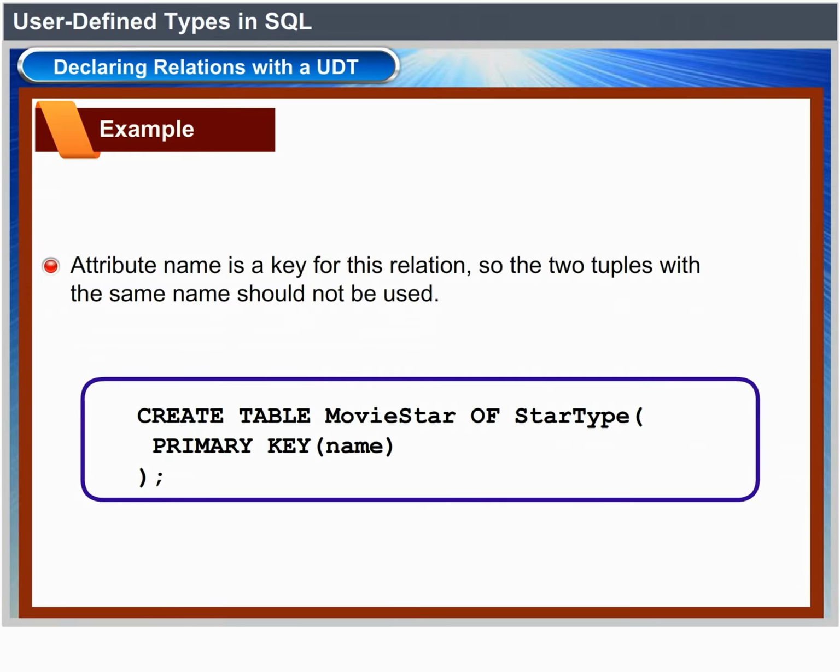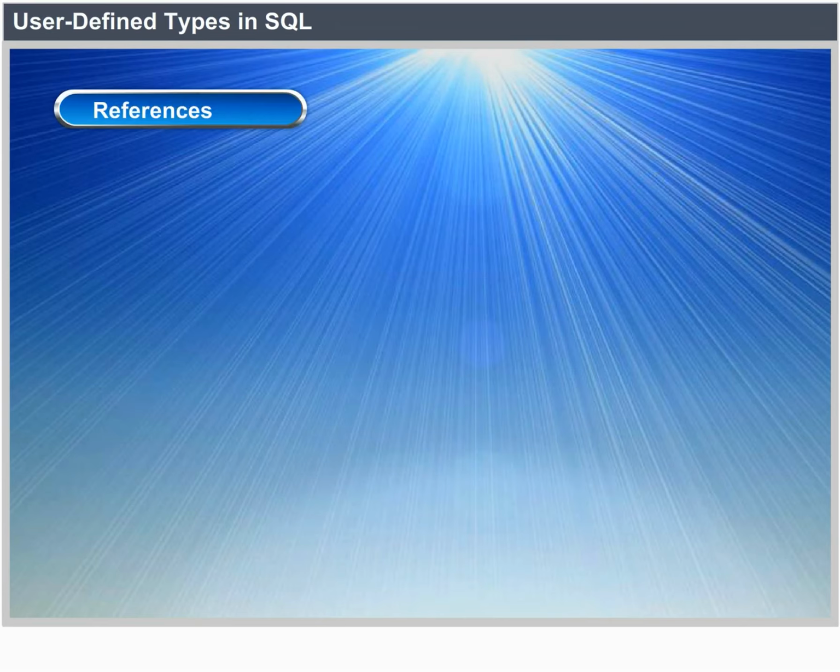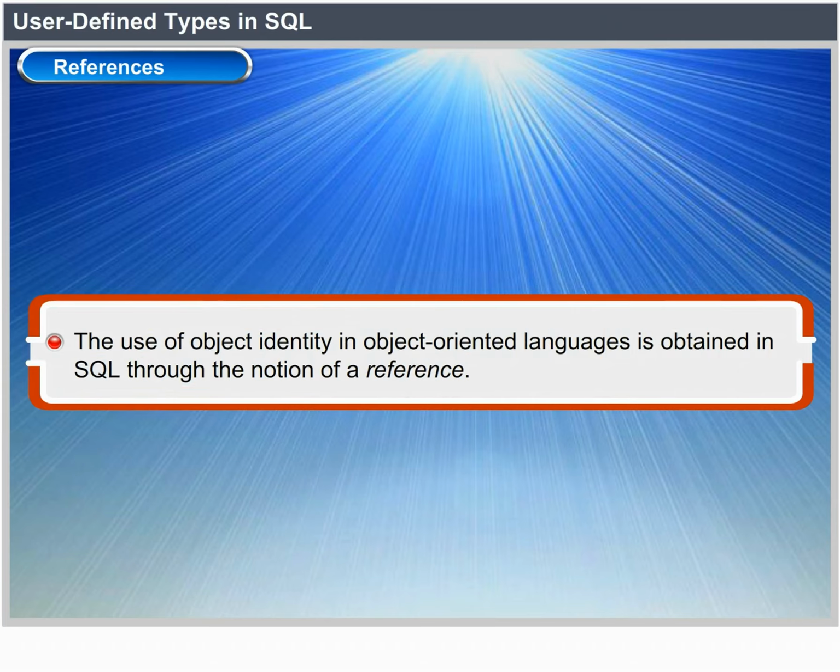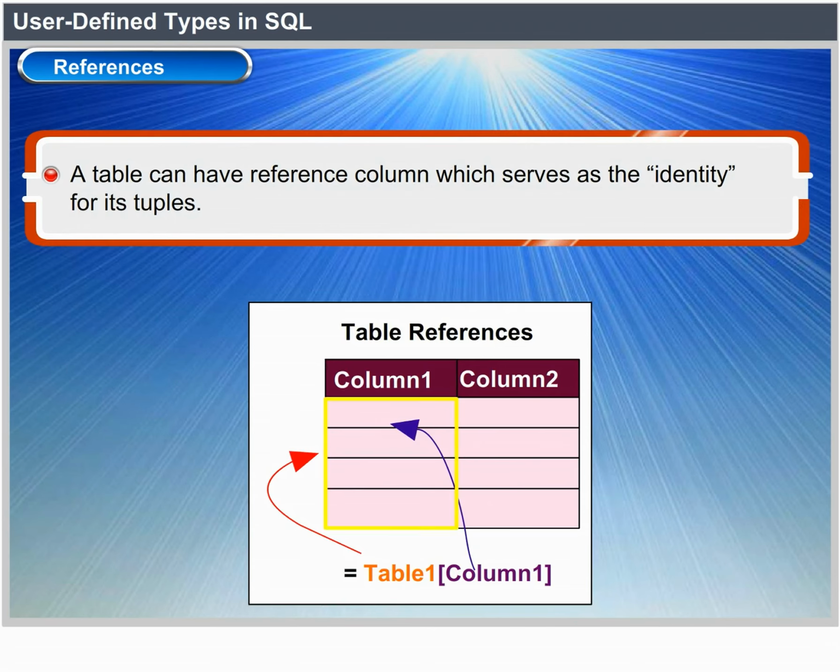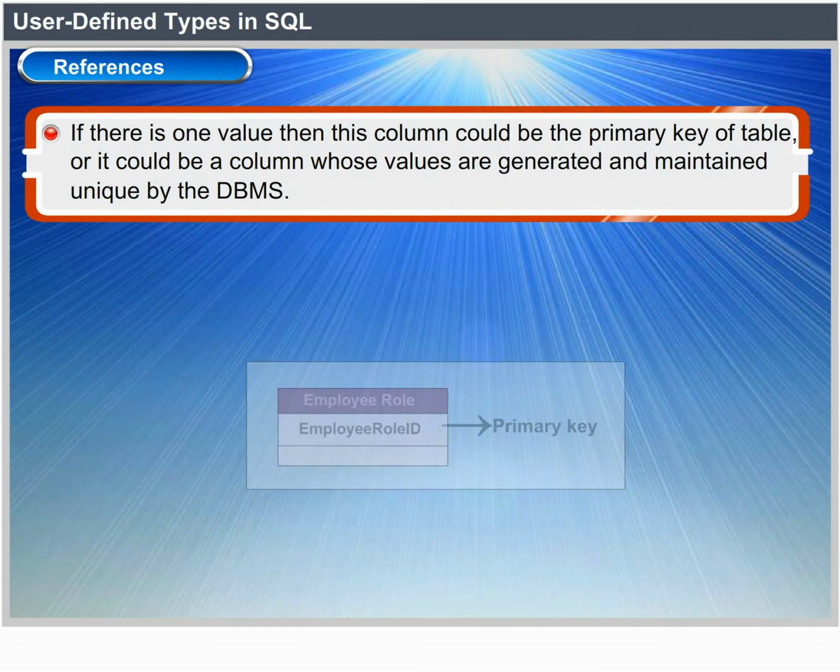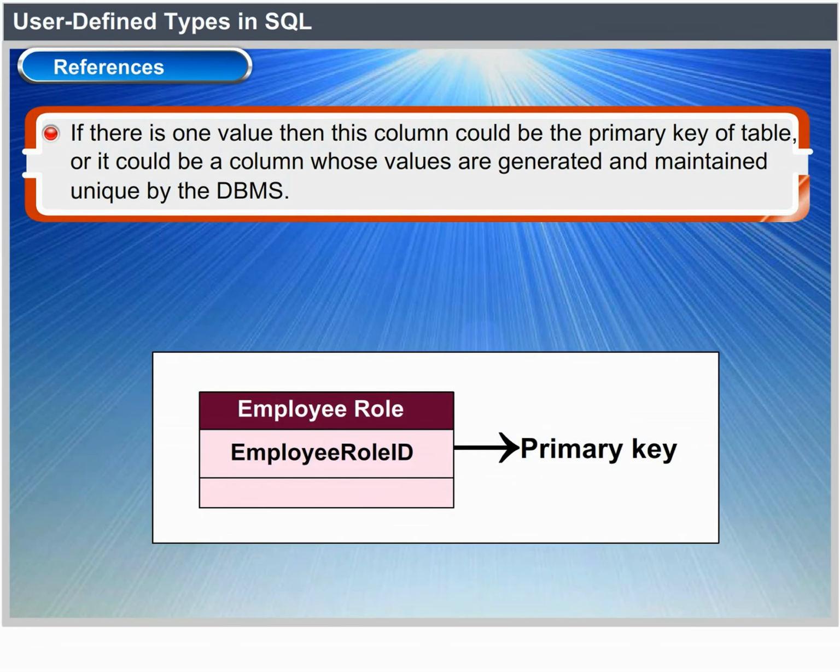References. The effect of object identity in object-oriented languages is obtained in SQL through the notion of a reference. A table may have a reference column that serves as the identity for its tuples. This column could be the primary key of the table if there is one, or it could be a column whose values are generated and maintained unique by the database management system.